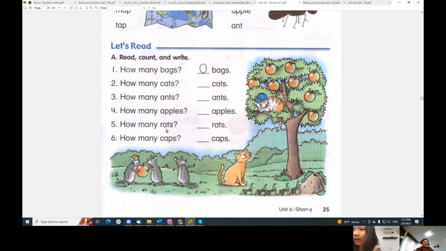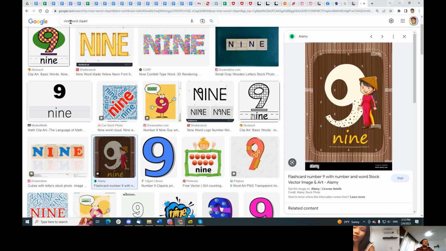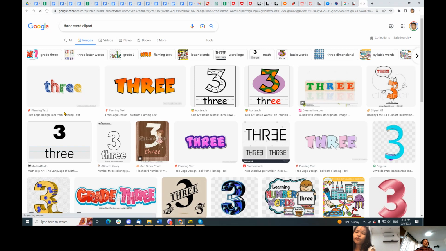S. Teacher, I want 3. 3. Do you know how to write 3? No. Okay, that's a problem. 3. Okay. Let's have a look. Check, Lulu. Which one do you like here? 3.